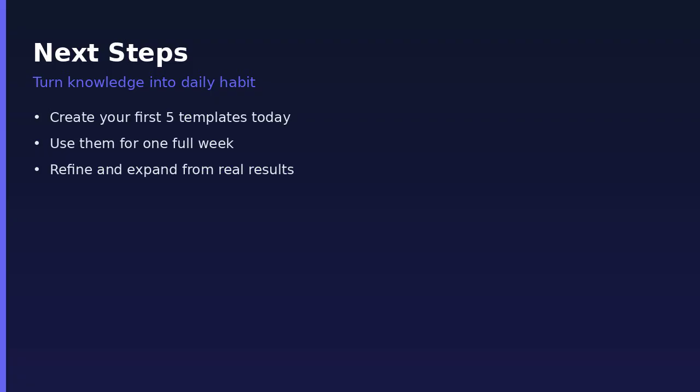Your action plan for the next 7 days. Day 1: create the 5 core templates with real examples. Days 2 to 6: use only the library for professional AI tasks. Day 7: refine the 2 most used templates and delete or archive anything untouched. After this week, the library will already be a working professional asset.